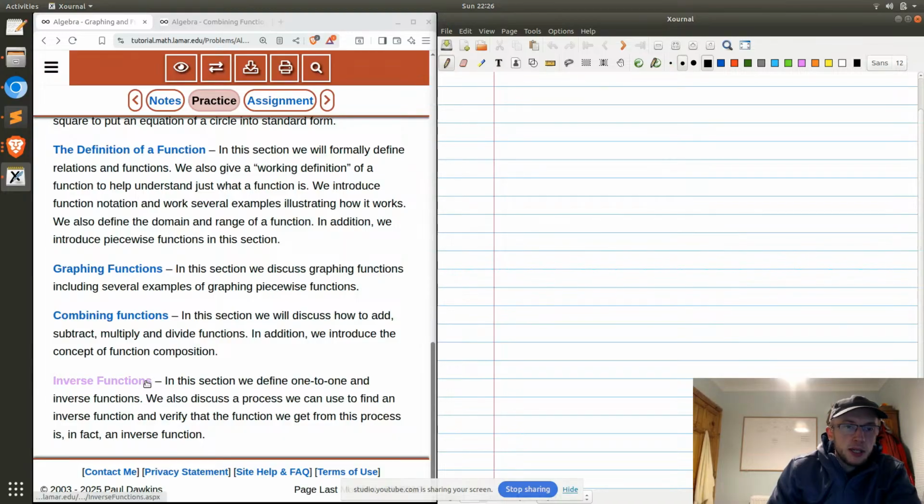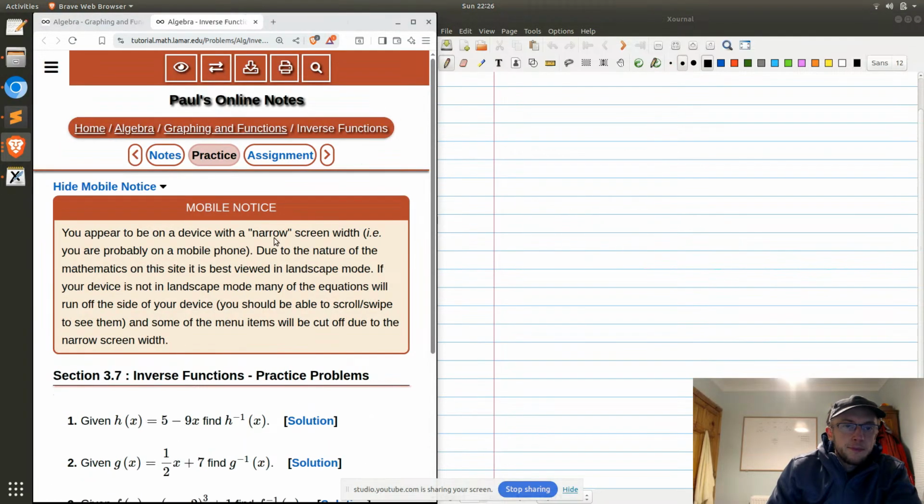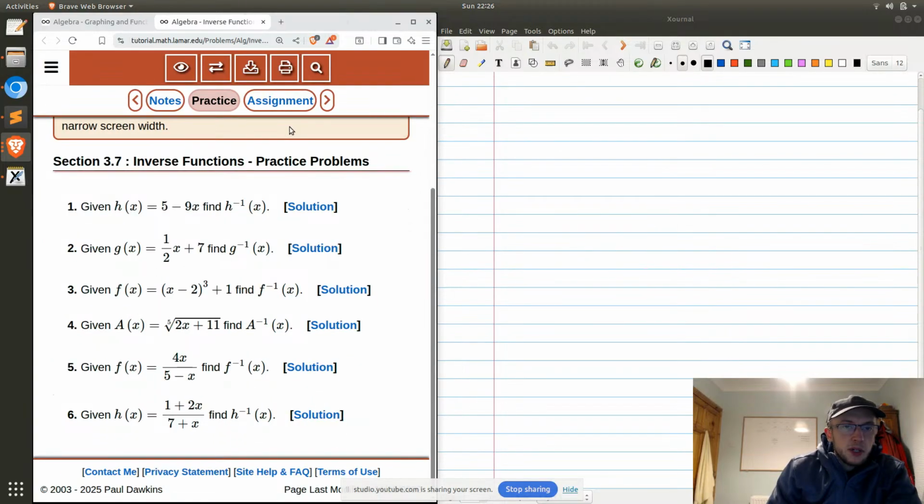So I'm going to look at inverse functions now. Inverse functions are like reverse functions. You can zip up your clothing, or you can unzip. Inverse function. The inverse of adding to is subtracting to.